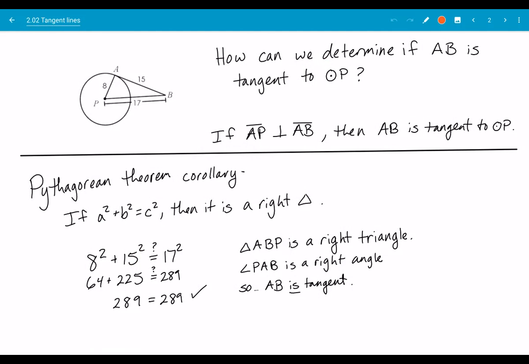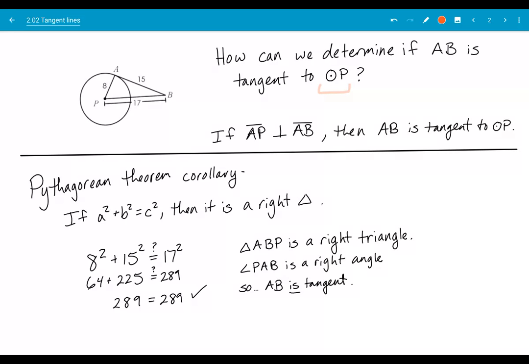All right, our first question is how can we determine if AB is tangent to the circle P? So if you are noticing, here's our notation for our circle, and it's based off of the center of the circle. So I'm calling it circle P because P is the label for the center. Well, I can tell if this is a tangent segment if it is perpendicular to the radius. So if AP is the radius, then AB has to be perpendicular to it.